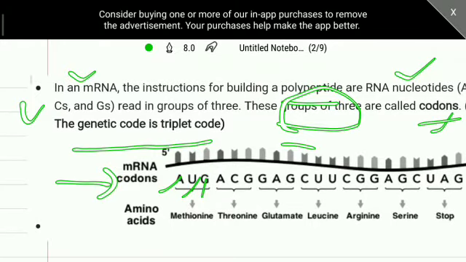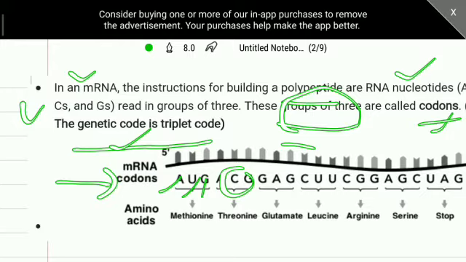You can see another one, ACG. ACG is another codon. GAC is another codon. That means mRNA contains nucleotides, and these nucleotides are grouped in threes into codons. That is why the genetic code is said to be a triplet code.